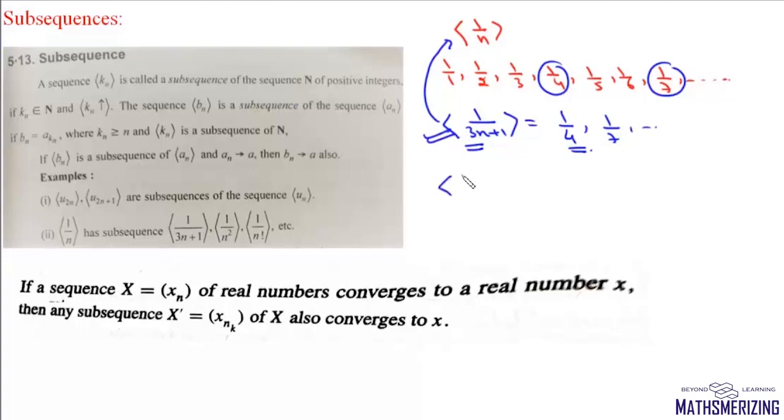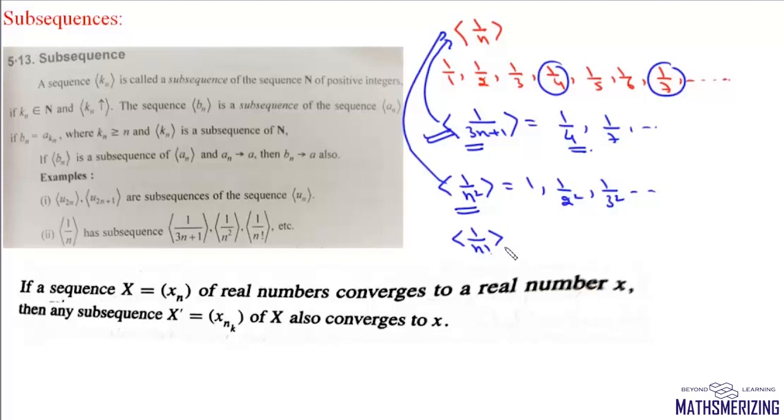We can take another sequence which is 1 upon n square. Now it will have 1, it will have 1 upon 2 square, 1 upon 3 square. Now terms of this sequence, they are also present in this 1 by n. So this is another subsequence of 1 by n. Another subsequence could be 1 upon factorial n. So these three are the examples of any subsequence of a given sequence.